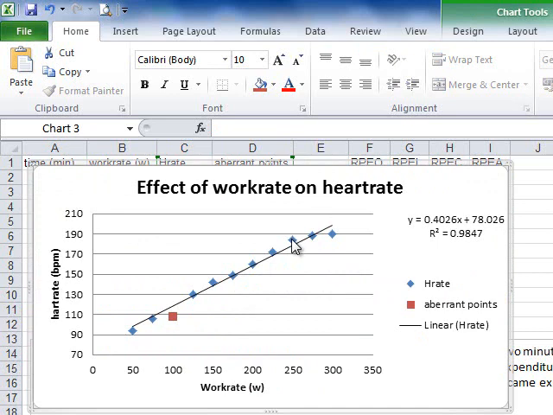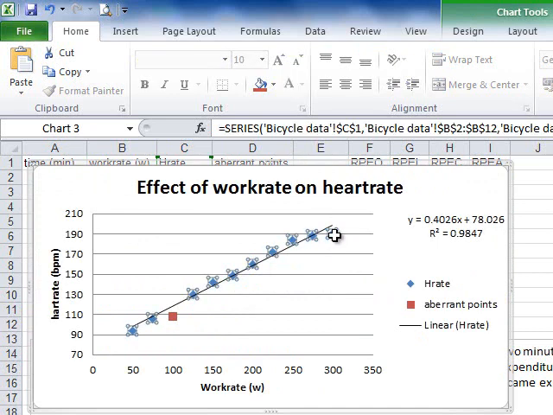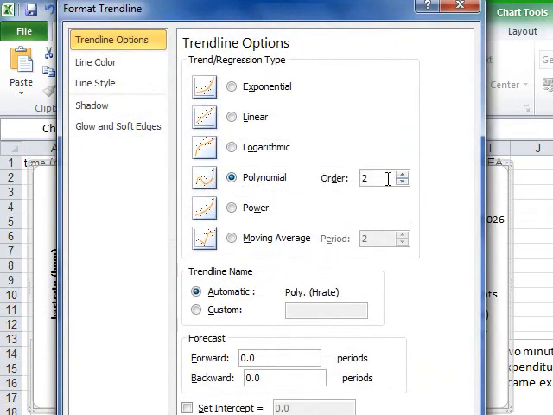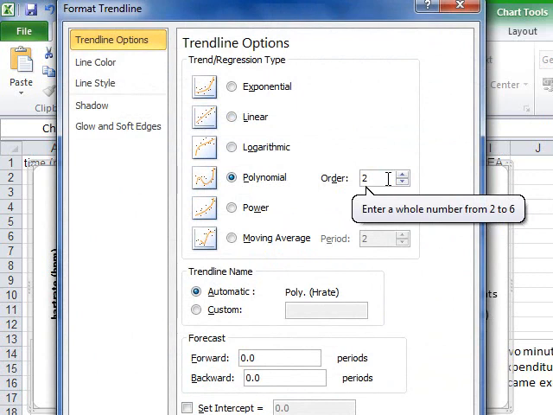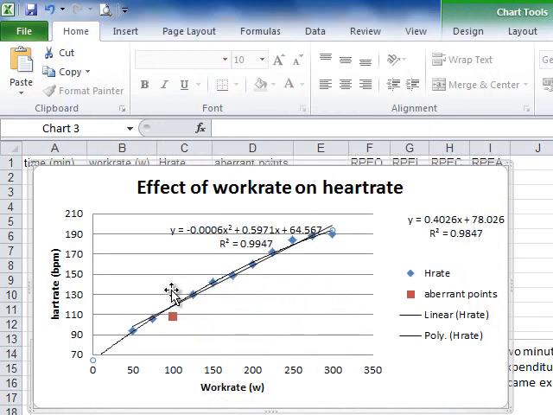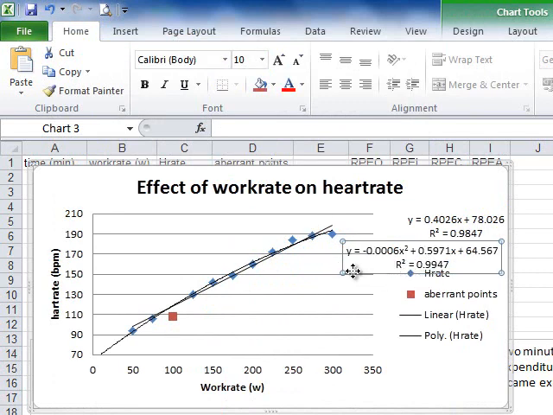Click on the data, right mouse click, add trend line. I'm going to add a second order polynomial that defines a nice smooth curve. And again I'm going to include display equation on chart, display R squared value on chart, and this time I'm actually going to shove the line backwards to the y-axis, so the starting work rate was 50 watts. And close that, and let's have a look at this. So there is the second order polynomial fitted.